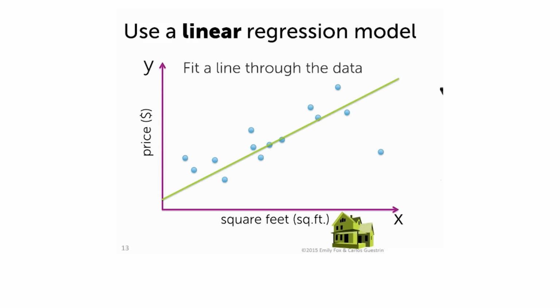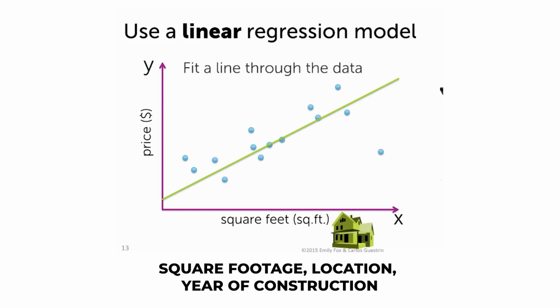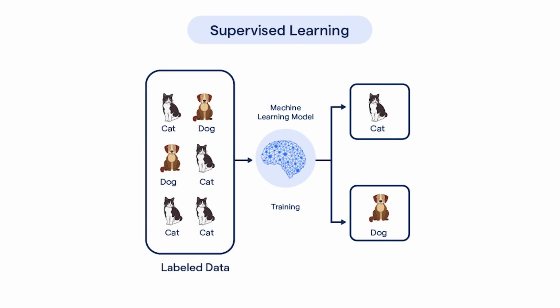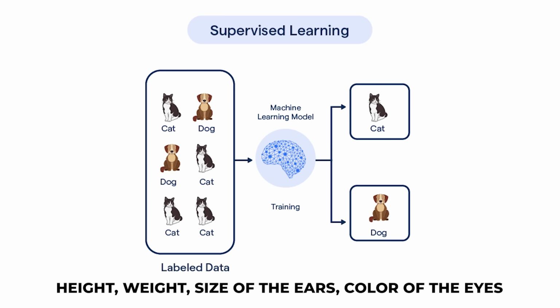Examples could be predicting the price of a house, the output variable, based on features of the house, say square footage, location, year of construction, etc. Or categorizing an object as a cat or a dog, the output variable or label, based on features of the object, say height, weight, size of the ears, color of the eyes, etc.